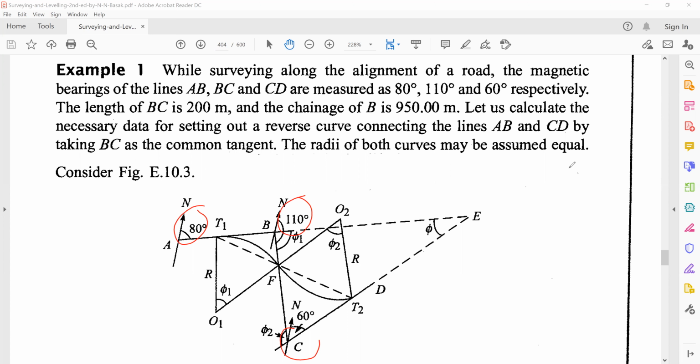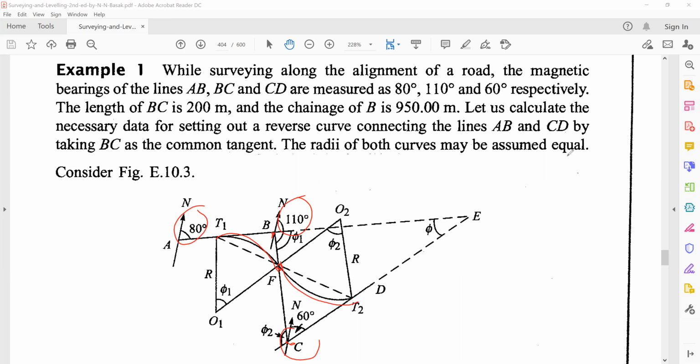Now remember that the lines that we have to join are AB and CD, right? And BC is the common tangent. So from the point B to the point C, this is the common tangent. And somewhere along the line BC, you would have the point of reverse curvature. So you would have from T1 this one curve and this second curve, right? You should be able to draw this, and the length of the side BC is given, which is 200 meters, and the chainage of the point B is given. And they're asking you to find out all the other data.